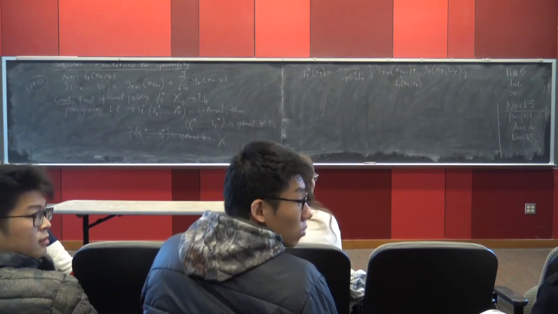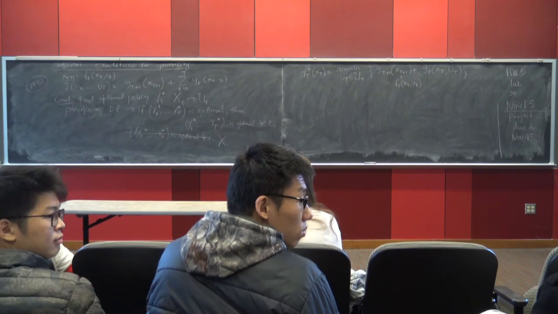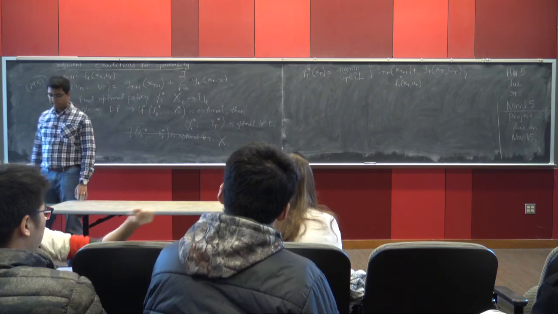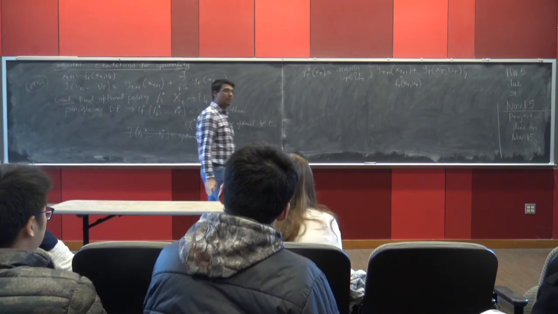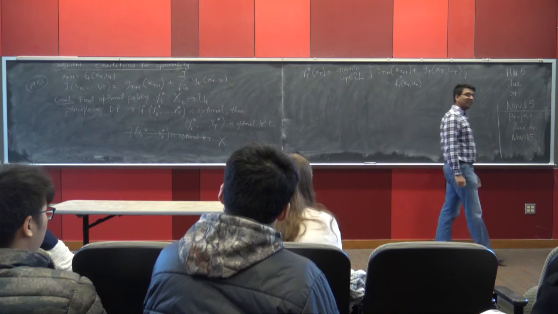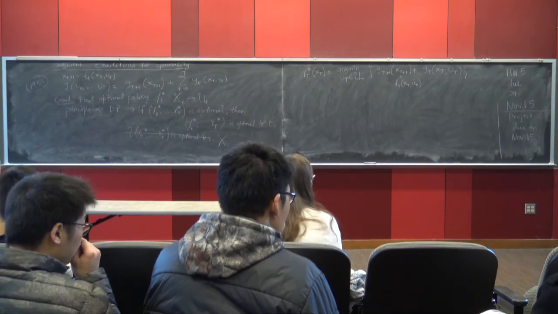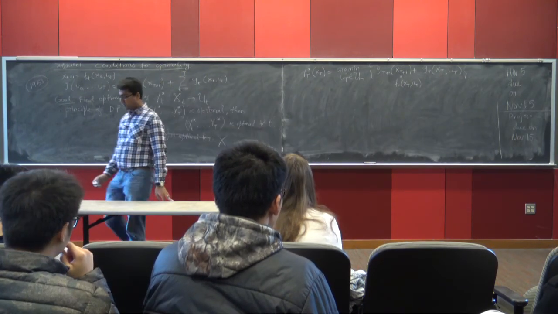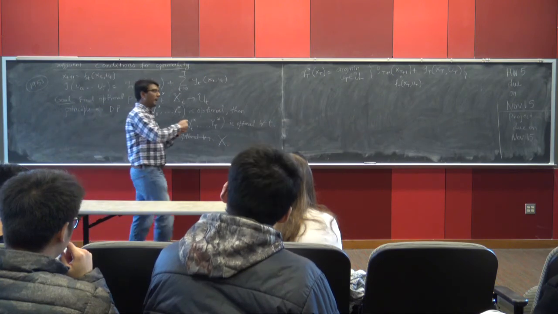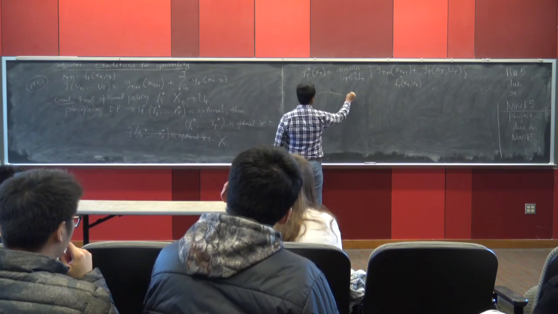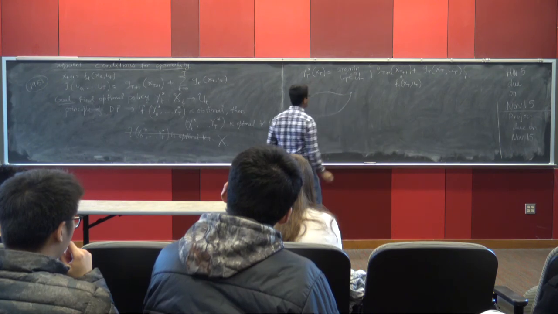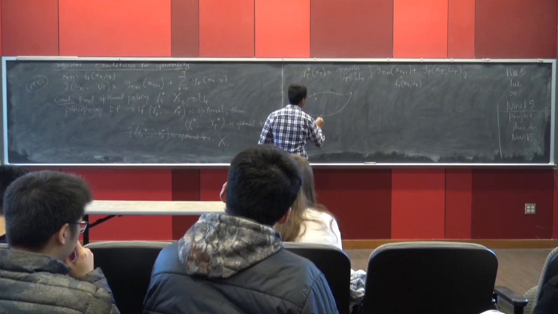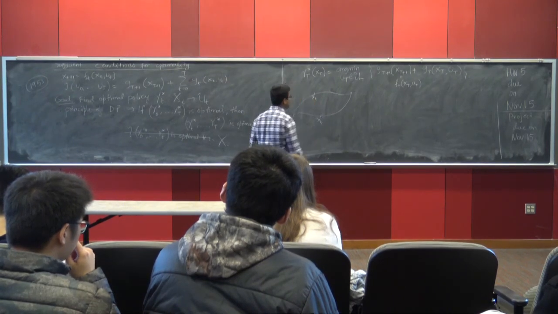That's an excellent point. So let's say you go from some x naught. Consider these two paths, and let's say you truncate. This is your time t. So your x t here and some x bar t here.